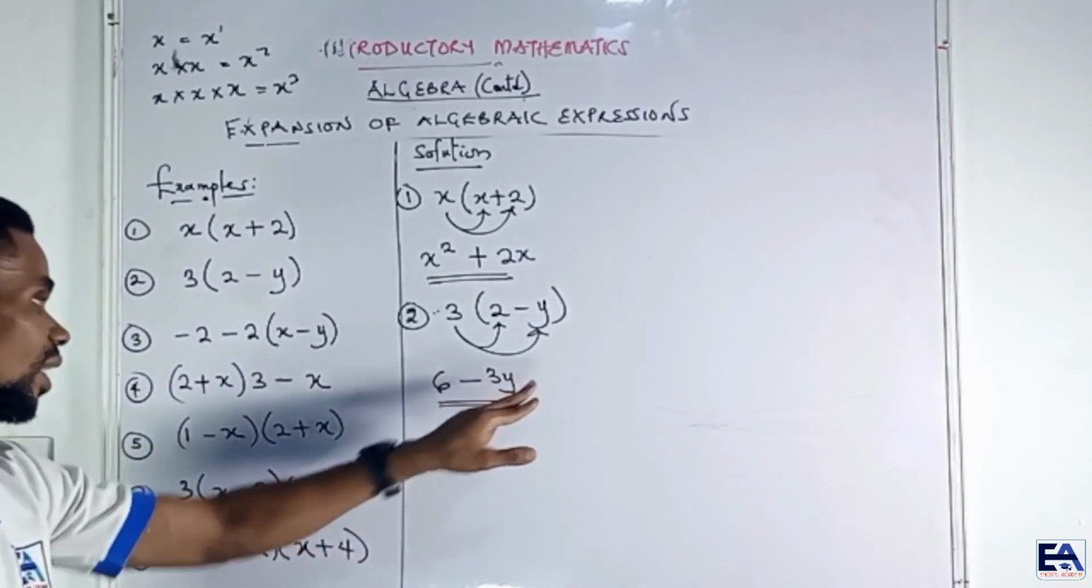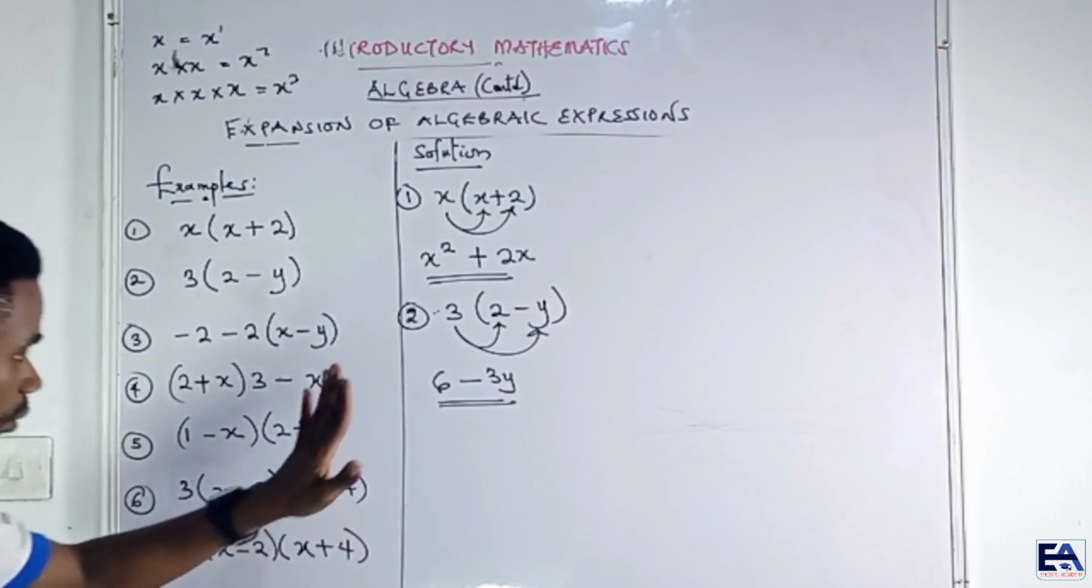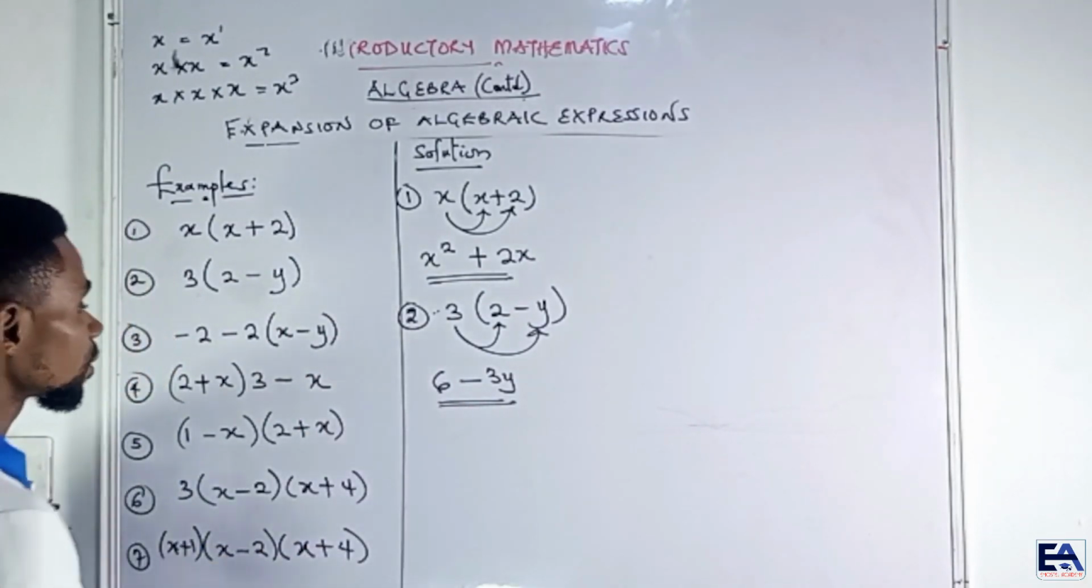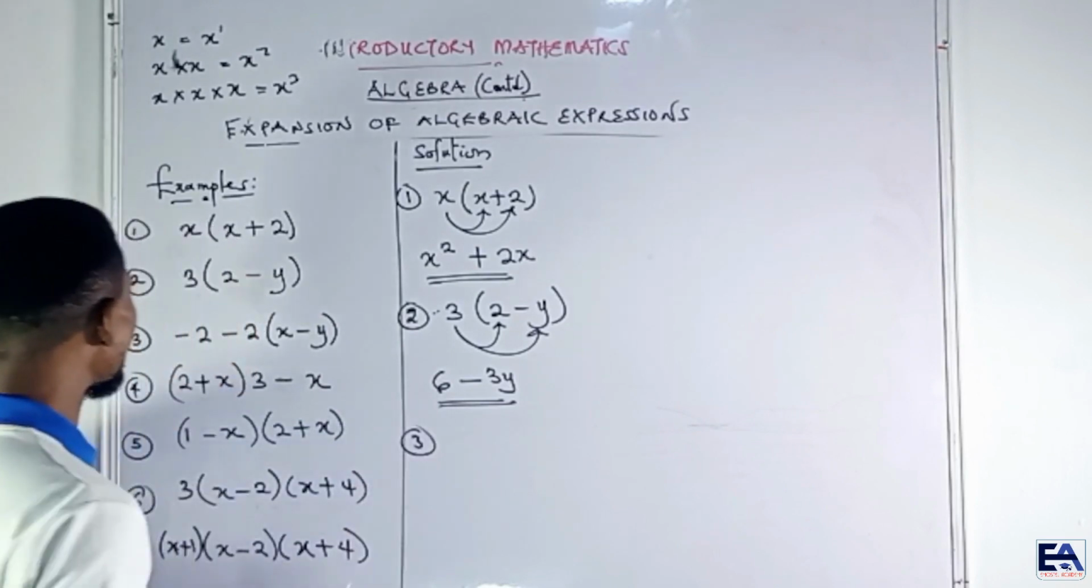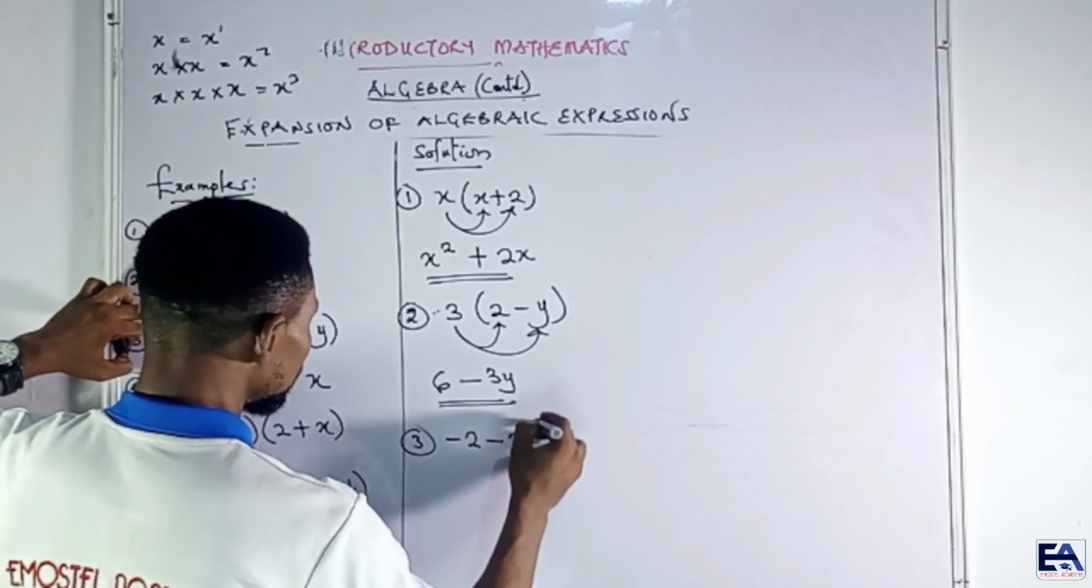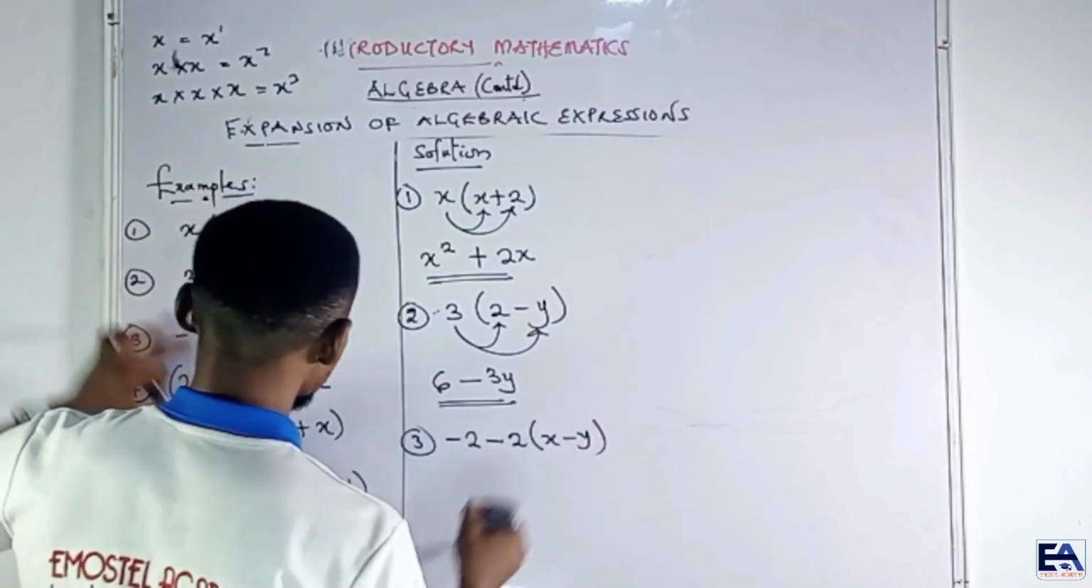The terms are not like terms, so you cannot add or subtract. You just leave it like that. Okay? Good. Now, number 3. Number 3 is minus 2, x minus y. Okay, good.